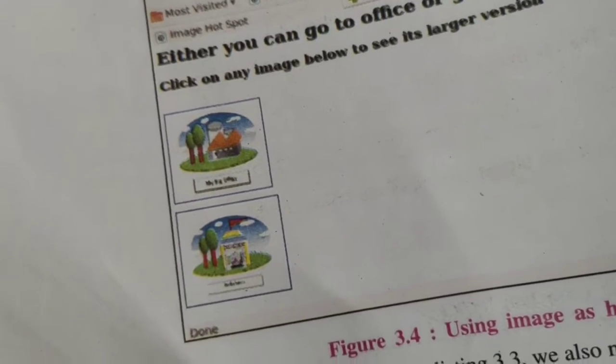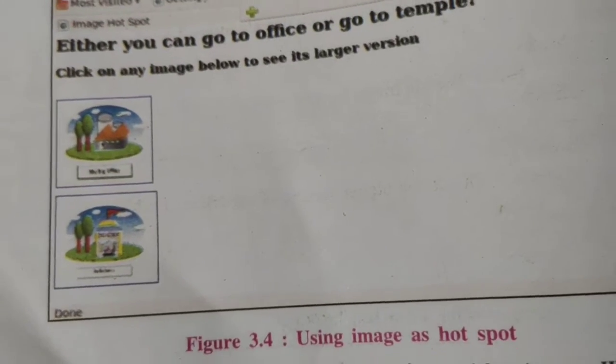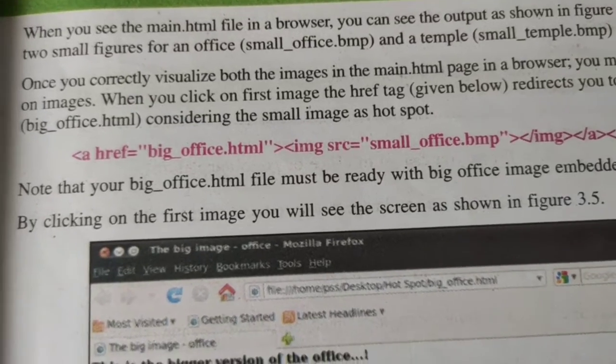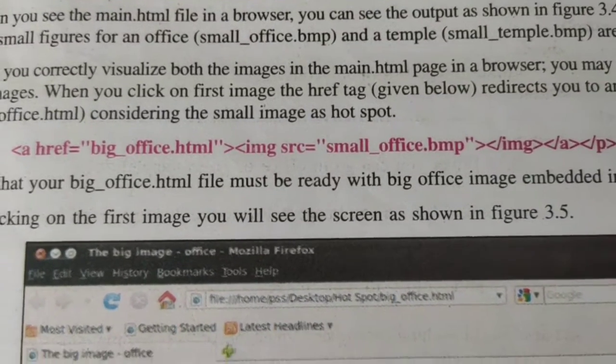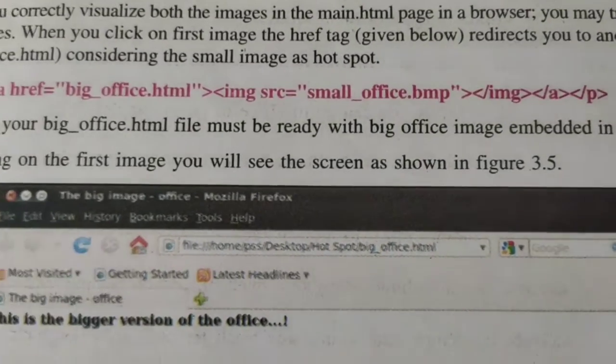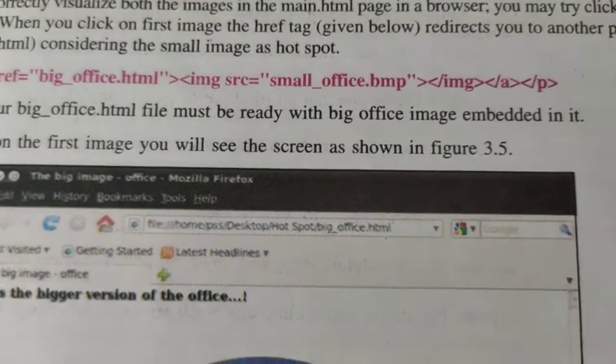For example, you have selected two images to replace for your office or your temple. Your first image should be of your office building, and then the purpose of your office building. Image hotspot is used to decide which image should be first, second, third, fourth. For an image hotspot, your tag will be a href big office.html, then img src small office. First your big office, meaning the entire building, and then your small office.